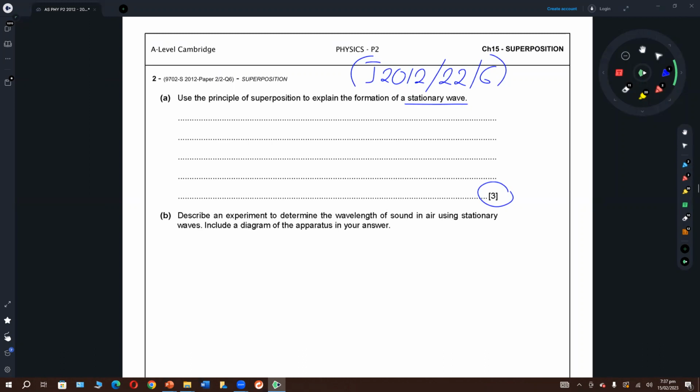No, I don't think so. You can directly say that a stationary wave is produced by the superposition of the incident wave and the reflected wave. As the marks are 3, you can say that it is the algebraic sum of the two waves, resulting in the formation of nodes and antinodes.